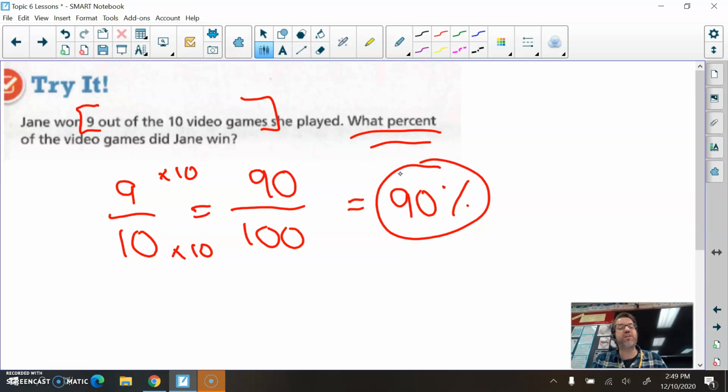So this tells me Jane won 90% of her games. Now that also means she lost 10% of the games. She lost 10% of the time, but we always like to look on the bright side, right? So she won 90% of the games that she played.